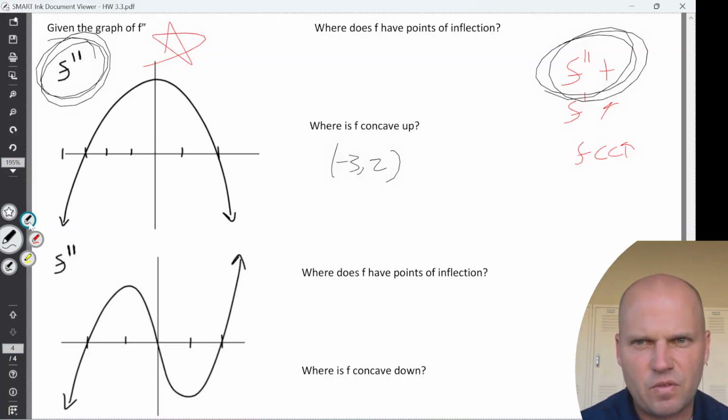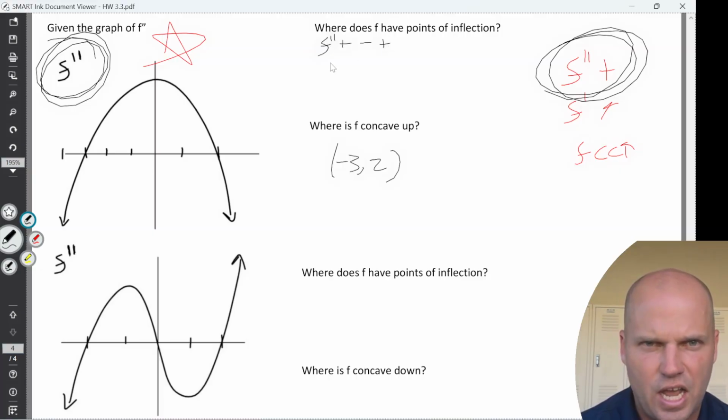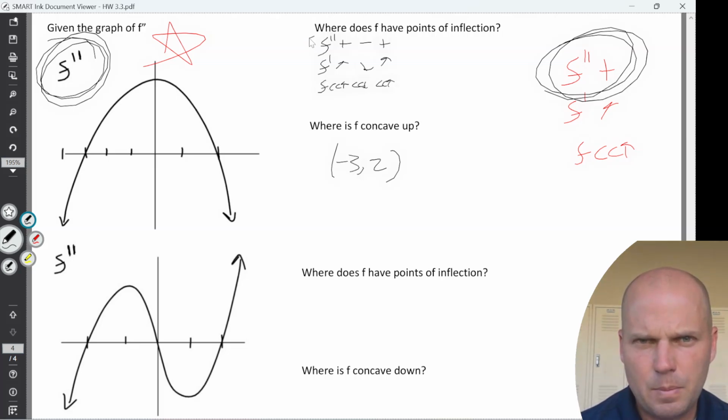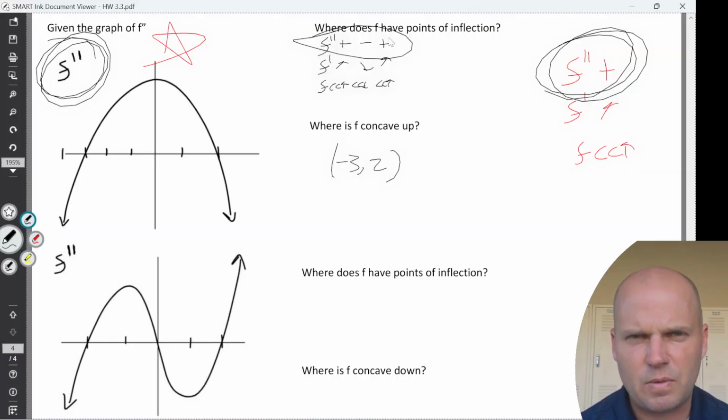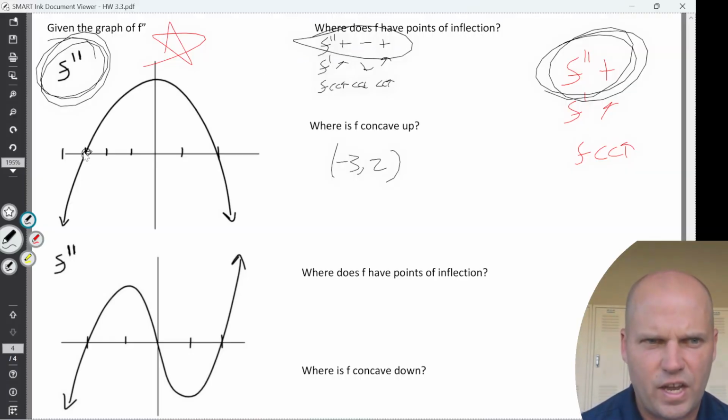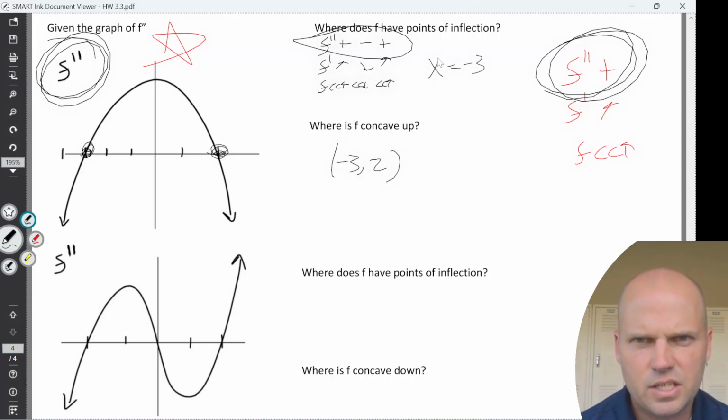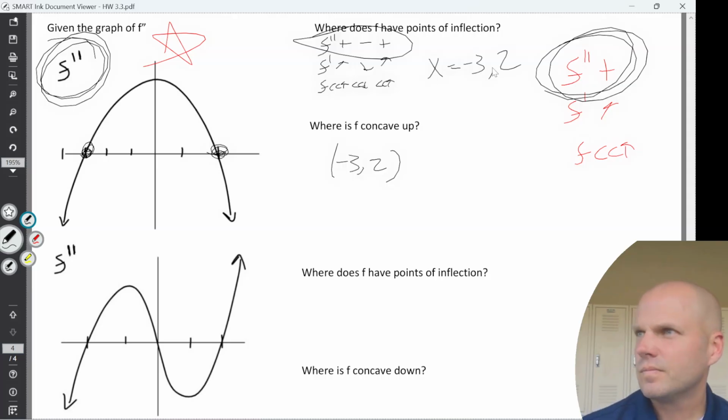Where do we have points of inflection? Well, points of inflection are when F double prime changes sign, when F prime changes direction, or when F changes concavity. F double prime changes from positive to negative or vice versa through a 0. We realize it's kind of like day 2. We're looking at positive and negative things.